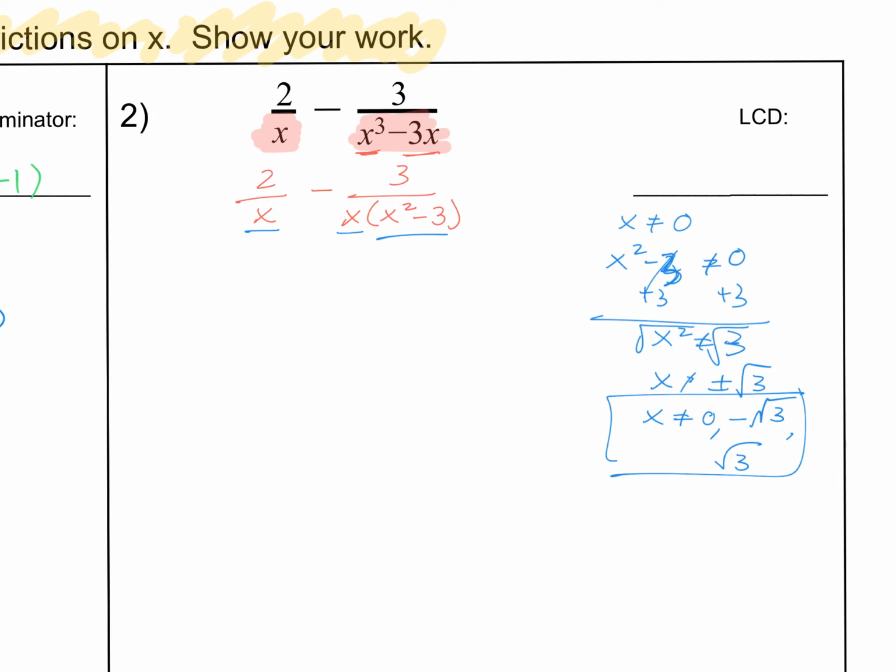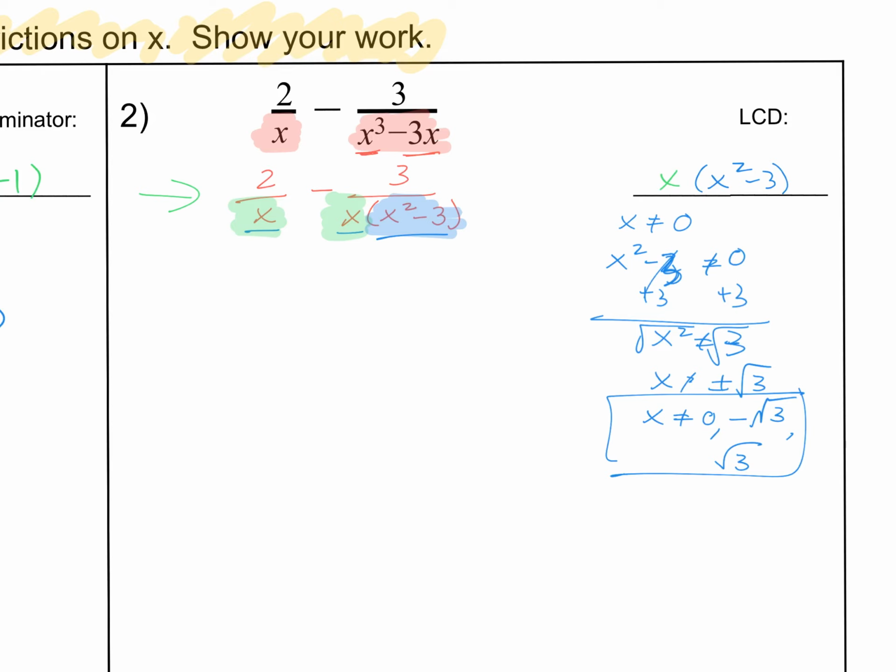So at this point, I factored, I've identified my restricted values. Step 3 is to go ahead and write my least common denominator. So I'm going to have to look at my denominators from this step here. I want to look at what we have in common. And what I see that they both have is x. So there's my common factor. And then I also want to identify what they don't have in common, and that is that x squared minus 3. So my least common denominator is x times x squared minus 3.